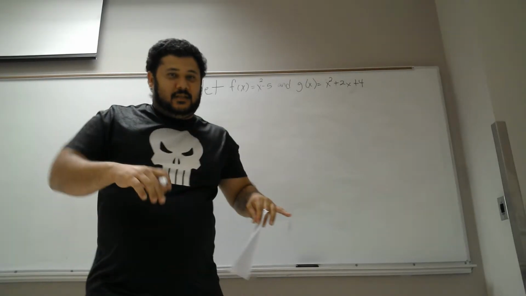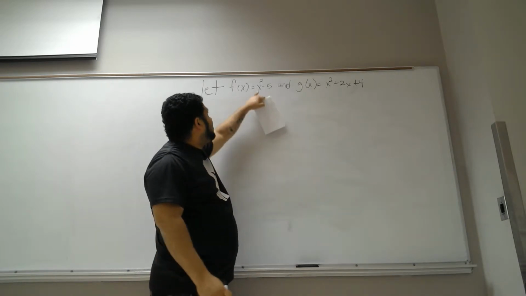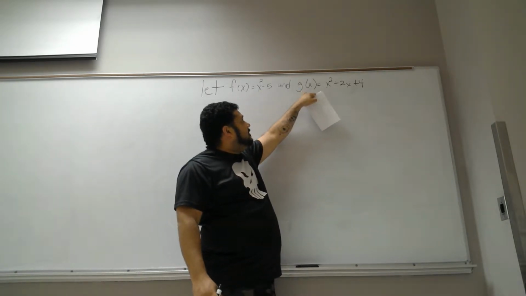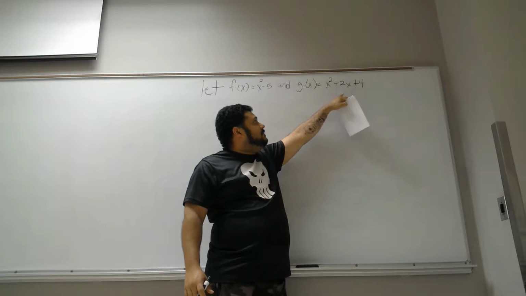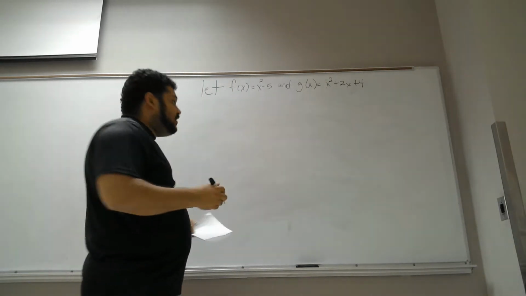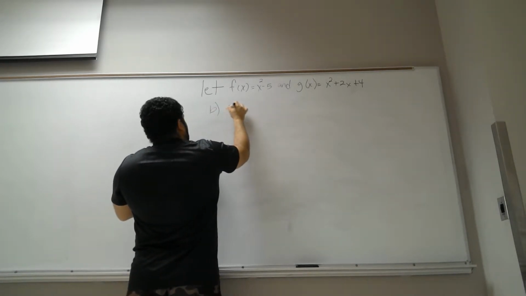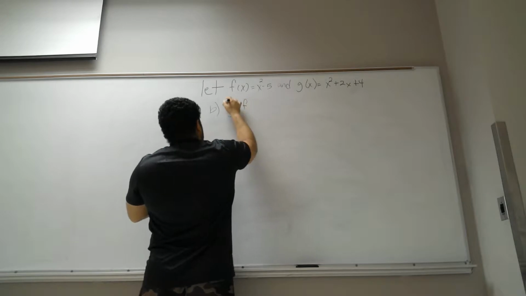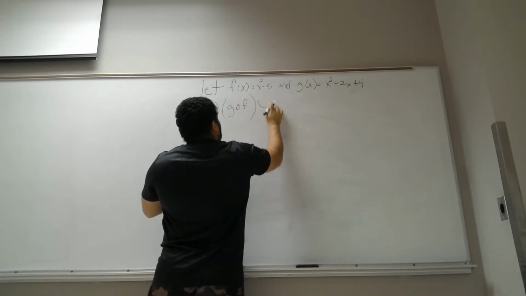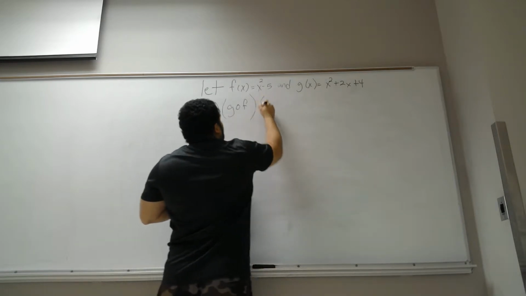And now, using the same numbers, the f of x being x squared minus 5 and g of x being x squared plus 2x plus 4, we're going to find g of f of x. So that was the second part, g of f. Sorry about that.